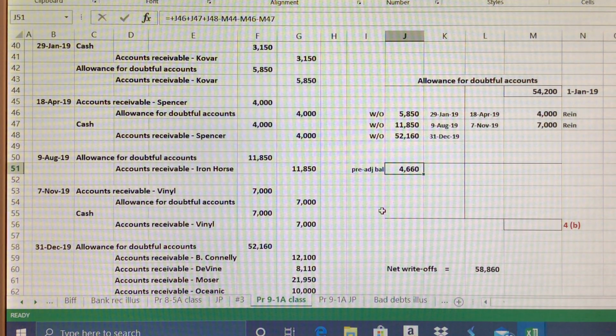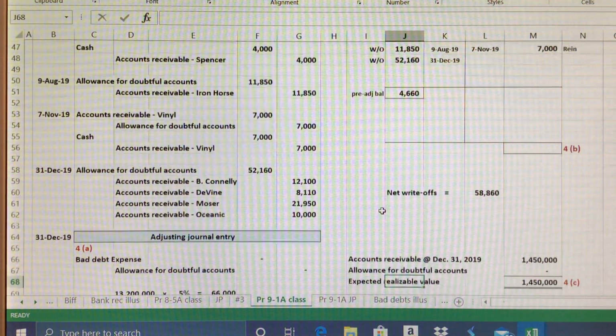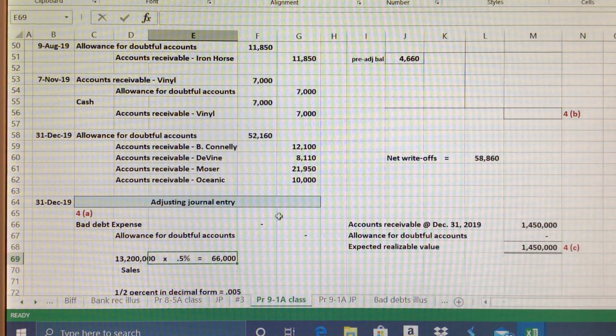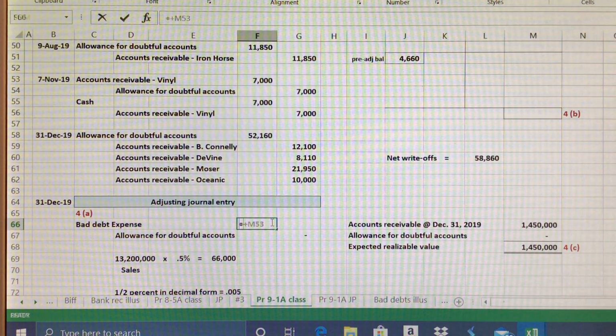Okay. Now under this method, it's pretty quick and painless. You don't have that big aging schedule. You just take a percent of sales. The problem says use 1/2 of 1% of $13,200,000. So that's going to go down here. What do you do? You multiply 13,200,000 times 1/2%, which in decimal form would be 0.005, and you get $66,000. So having made that calculation, that becomes your adjusting journal entry.